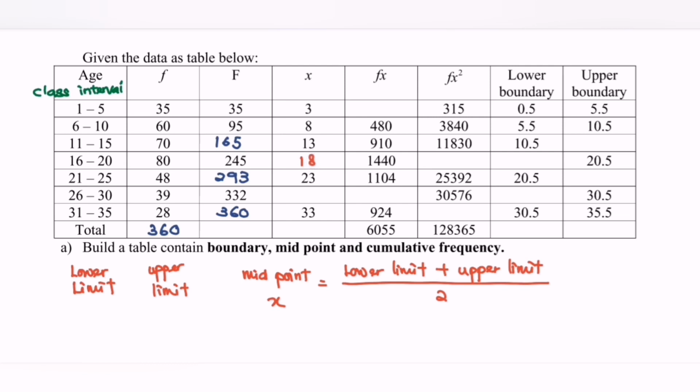Next, kindly refer to the interval 26 to 30. Again, sum up the limits where we have 30 plus 26, which is 56, divided by 2, and we will have the midpoint 28.